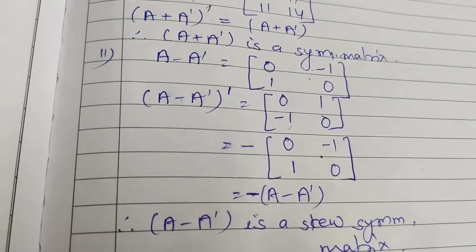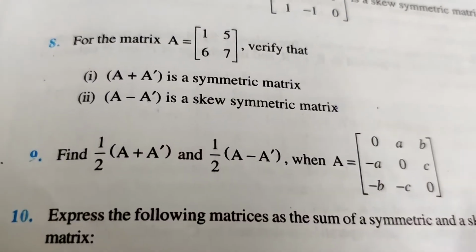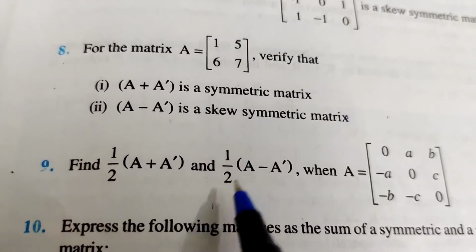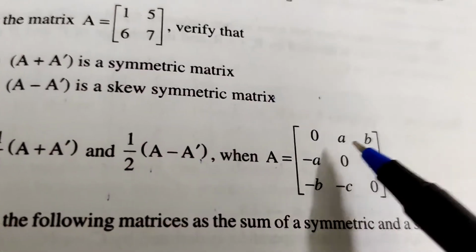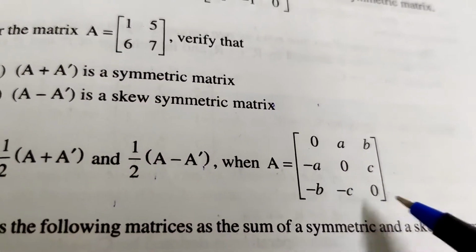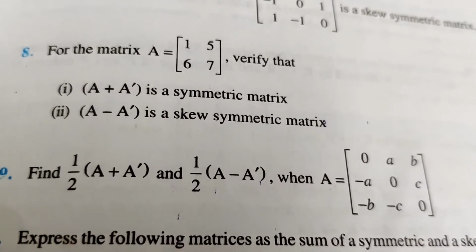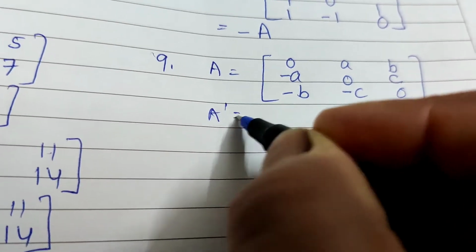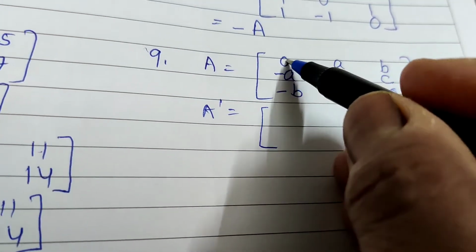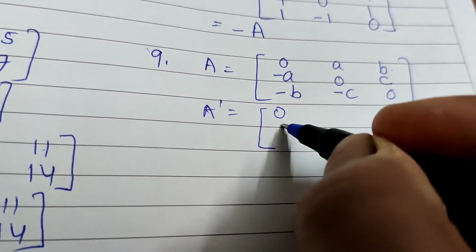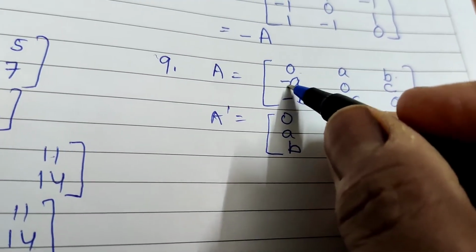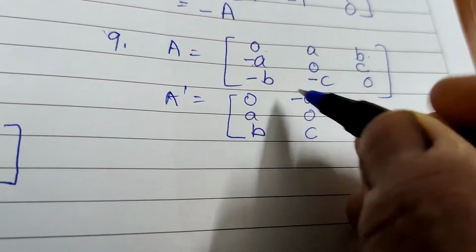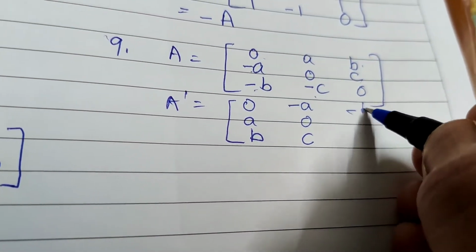Now the question number 9. The question number 9 is: find 1 by 2 A plus A dash plus 1 by 2 A minus A dash, when A equal to 0 A B, minus A 0 C, and so on. Okay. Now A is given, then the transpose of this is: convert 0 A B to first column, second column minus A 0 C, third minus B minus C 0.